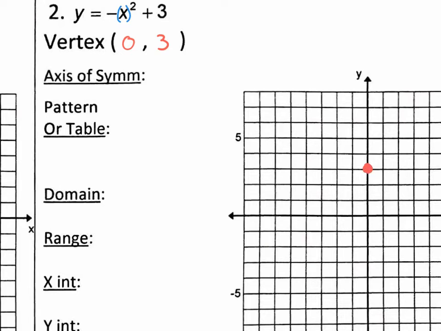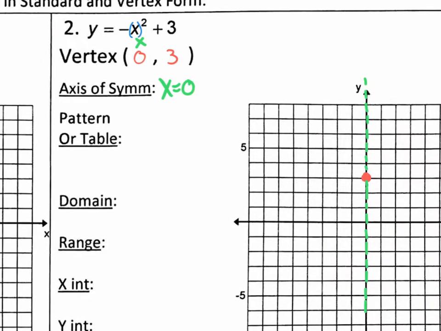Next thing to do is draw your axis of symmetry, which is obviously the y-axis here. And let's also state that axis of symmetry equation. You always want to state it as x equals whatever that x value is, which is 0, the x value of your vertex. And we need either a pattern or an XY table, an input-output table. It's totally up to you guys. I would use a pattern, especially because you don't have to modify the pattern.